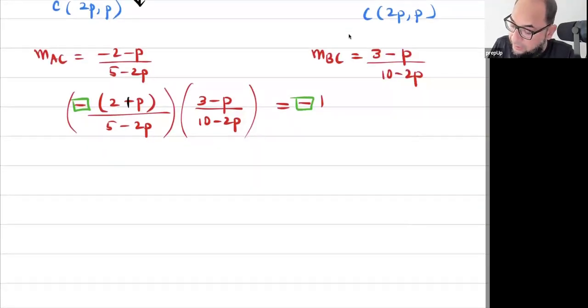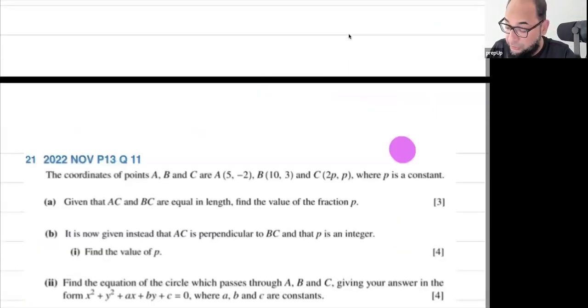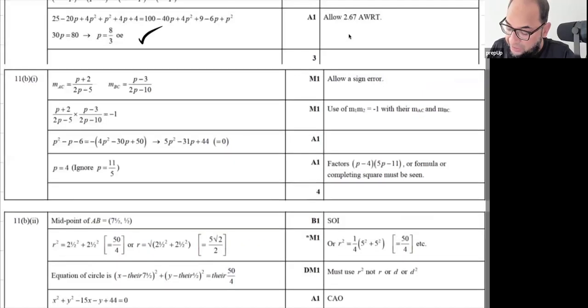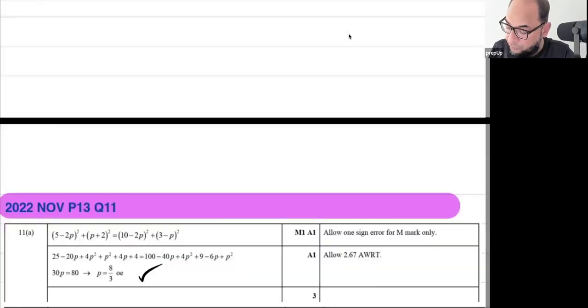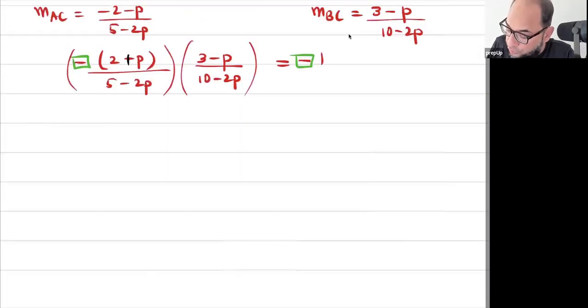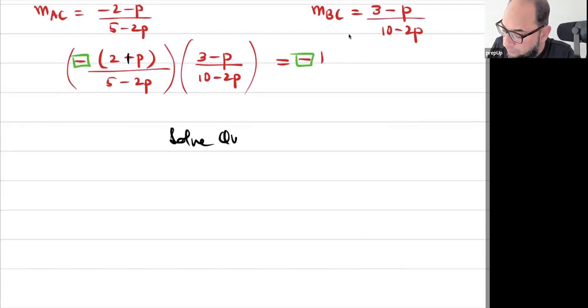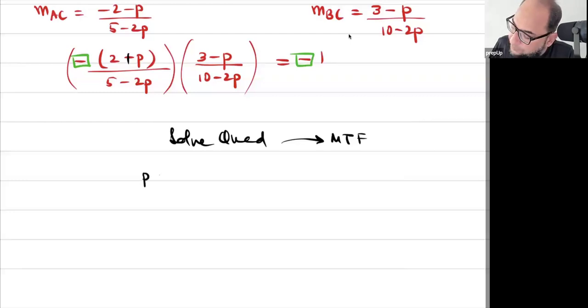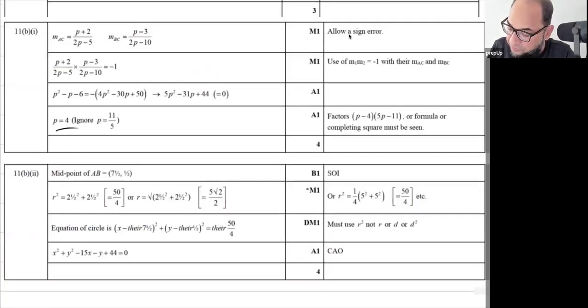So therefore, this is 2 into 3 is 6, 2 into negative p. I'll just simply write down the values. I'm not going to waste time on this. So we have two values, p is 4, p is 11 over 5. So solve the quadratic, and most probably it's middle term factorization. What are the different values of p? 11 over 5 and 4.